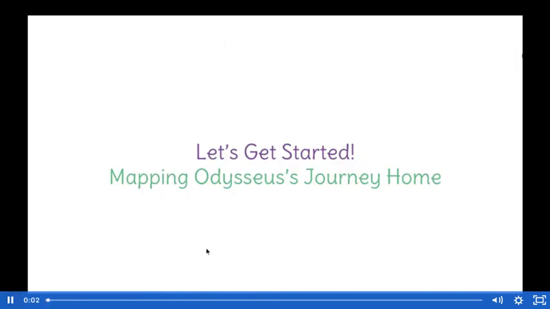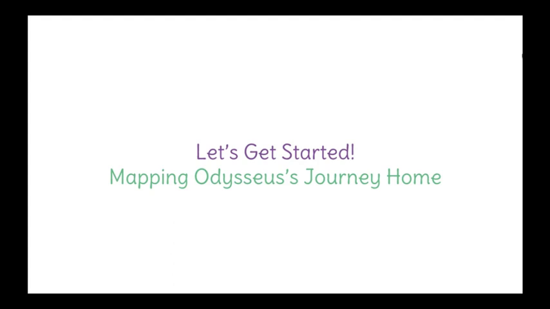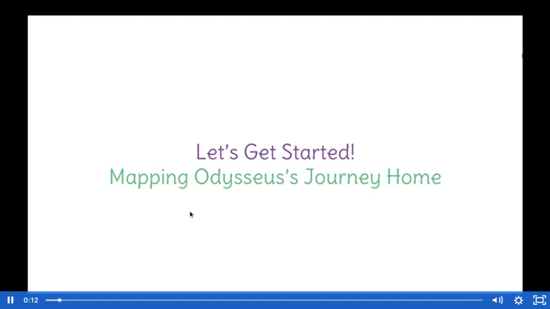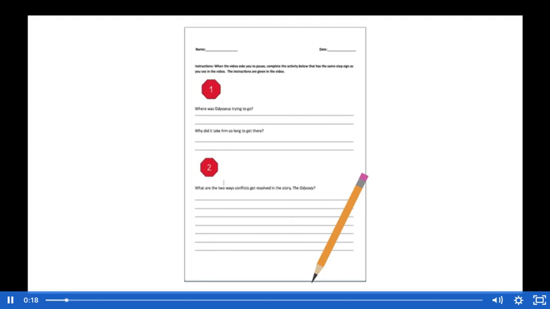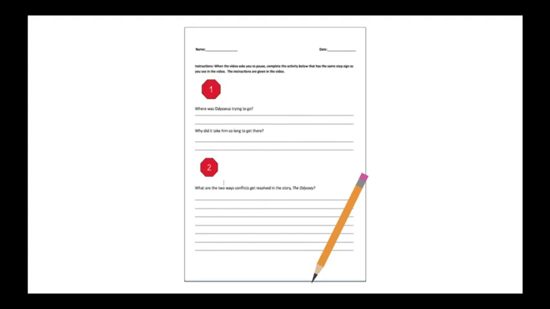Hi, you are about to engage in the guidebook unit, the Odyssey. The purpose of this video is to learn about the geography of the journey the main character takes. You'll also learn that the story has a predictable structure in how conflicts are presented and then resolved. Be sure you have your handout and something to write with for the video.